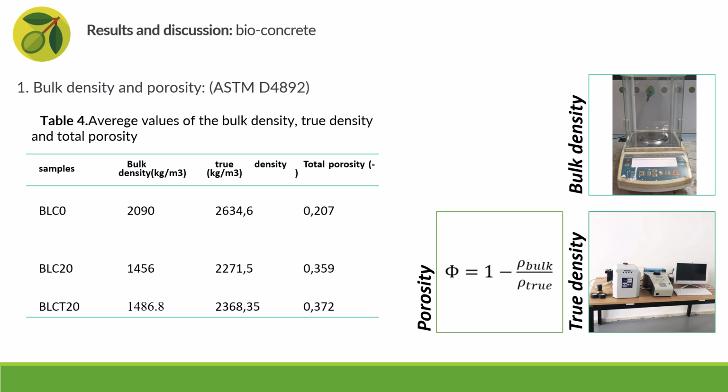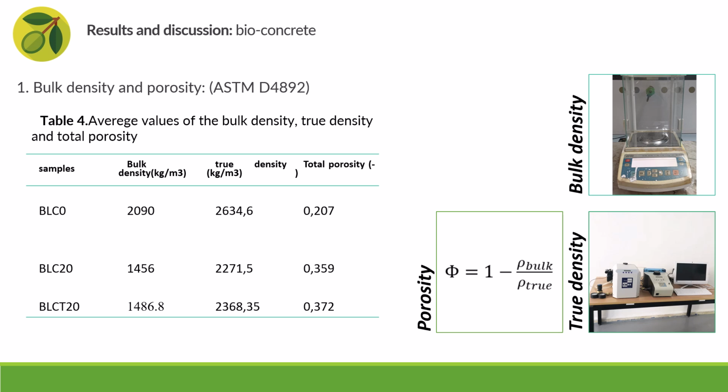These characteristics are particularly beneficial for thermal insulation and reducing self-weight. The treated husk shows a similar trend in density, also about 1,400 kilograms per meter cube, but a slightly higher porosity of 37.2%. This indicates that the treatment improves bonding and compatibility with the cement matrix without significantly reducing the porous character of the composite.